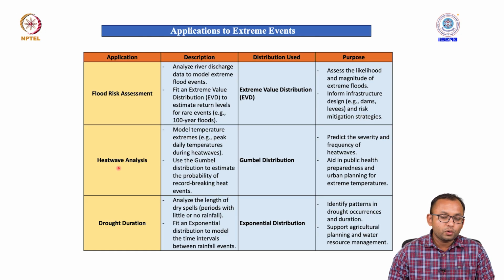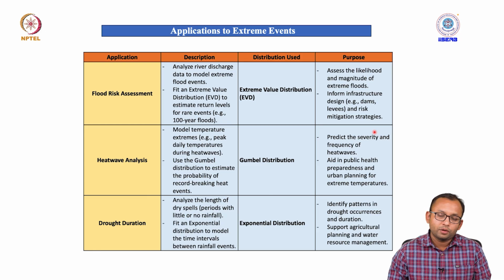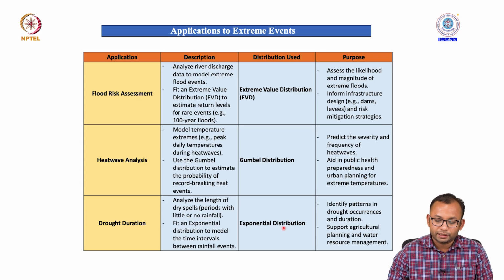Then we can also analyze heat waves, where we use the Gumbel distribution, and different types of distribution functions to model the temperature extremes, peak daily temperature during the heat waves, and then we calculate their probabilities, and once we have established the relationship, we can also calculate their return period and magnitude. Once we have identified the magnitude and return period, we can suggest public health preparedness and urban planning for these extreme events in a certain region, like that.